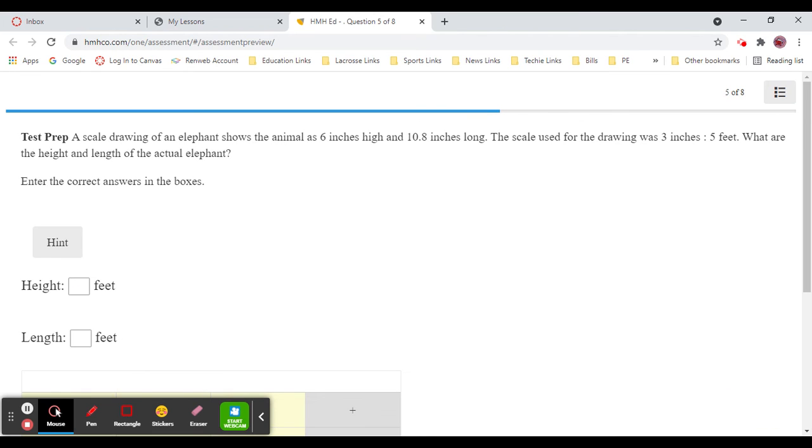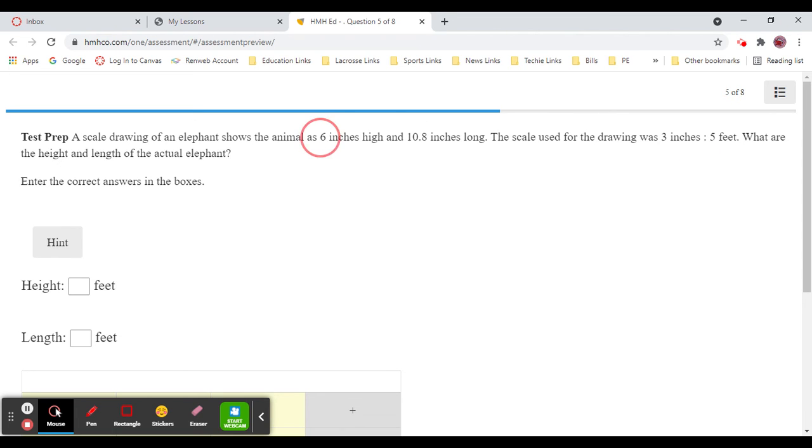A scale drawing of an elephant shows the animal is 6 inches high and 10.8 inches long. The scale used for the drawing was 3 inches is 5 feet. What are the height and length of the actual elephant? So let's see. 6 inches high and 10.8 inches long. That's the little figure we have, okay? Because an elephant's not really 6 inches high and 10.8 inches long. But every 3 inches is 5 feet.